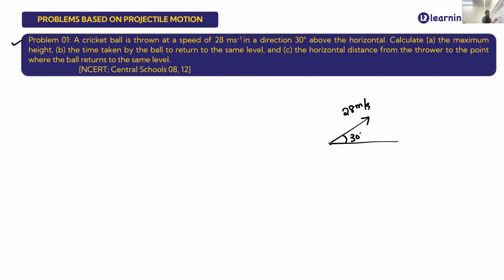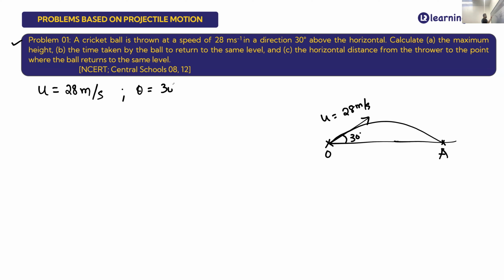So if you observe, the object was thrown from here, right? It is going to travel in this kind of a path and again come and hit at the same level. Am I right? So you can take this as O and A, and let me take this as U. So U is equal to 28 meters per second, which is the initial velocity. So what is the data? U is equal to 28 meters per second. What about theta? Theta is equal to 30 degrees. Then what else is given?